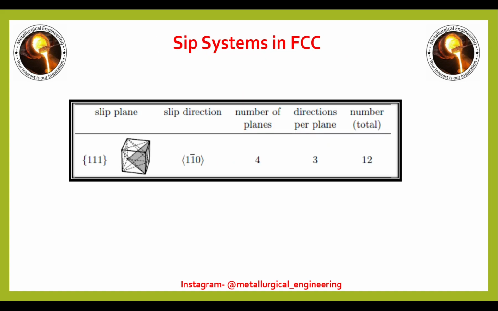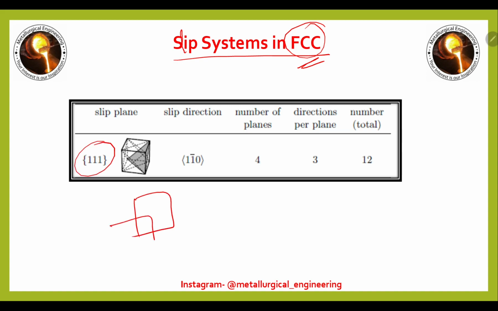Now we will see the slip systems in FCC. In the case of face centered cubic, the most dense plane and dense direction make the slip system. In general also, but in the case of FCC we will see the most dense plane, which is 111. We will see it in the unit cell. If this is the origin, then this is the 111 plane.